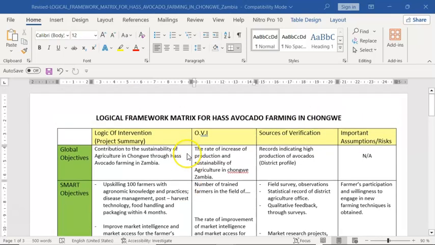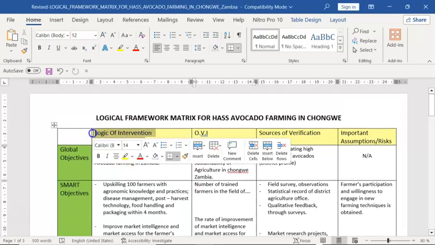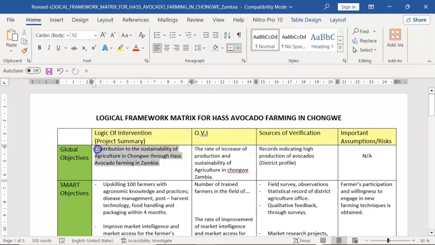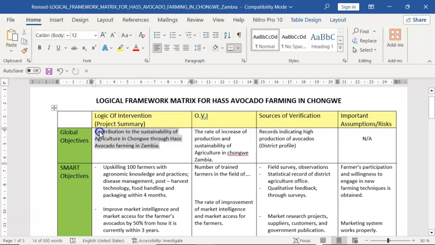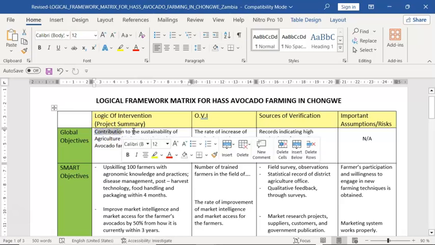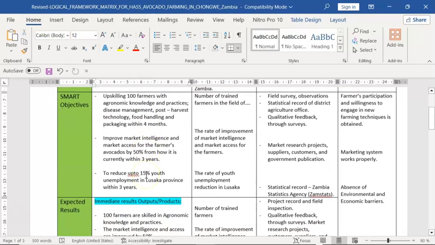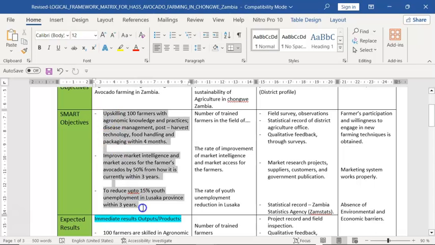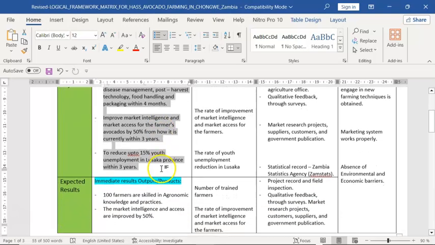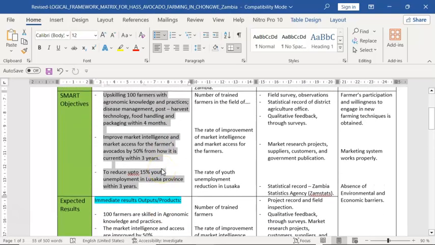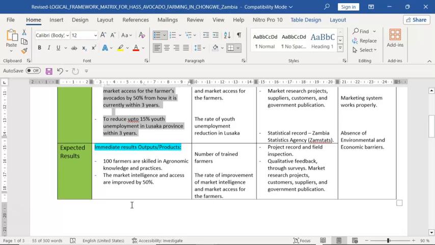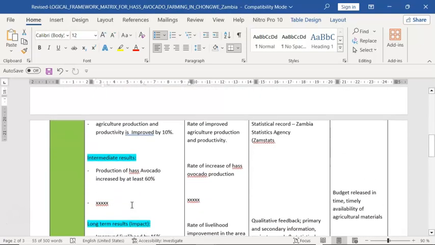There we go. We have a logic of intervention, of course. The first one is global objective. You remember it should have contribution in which area, in which country. That's well formulated. And then you have three operational objectives, which are also SMART objectives. All right. And then you come a little bit down here on expected results, which should be in three categories: immediate result, intermediate, and long term.